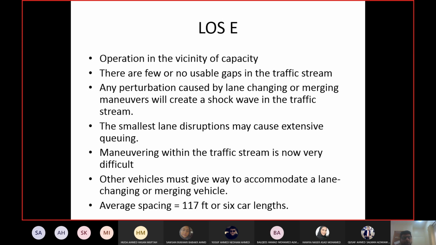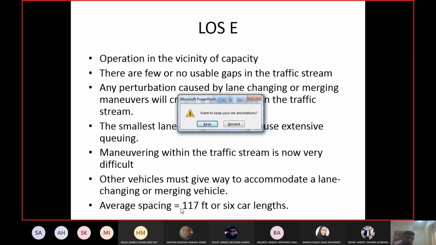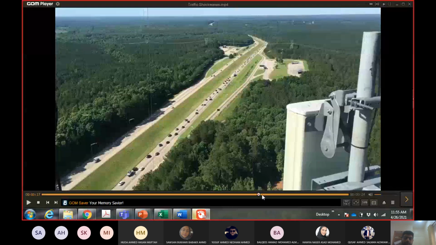Any perturbation or disturbance, perturbation means disturbance, which is caused by lane changing or merging, will create a shock wave. A shock wave means flow starts to stop, and it goes from one part of the segment to beyond. Okay, let me show you in a video. Some of you are saying I don't show videos, so let me show you with the video.